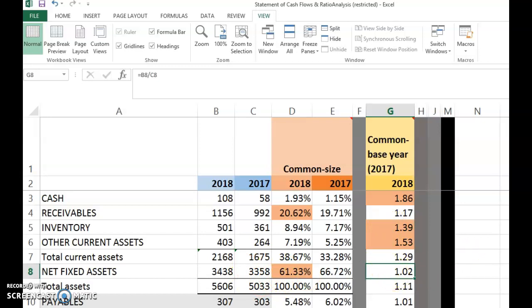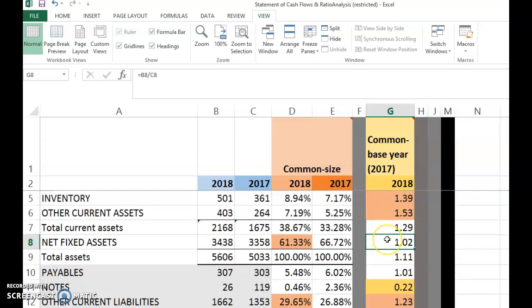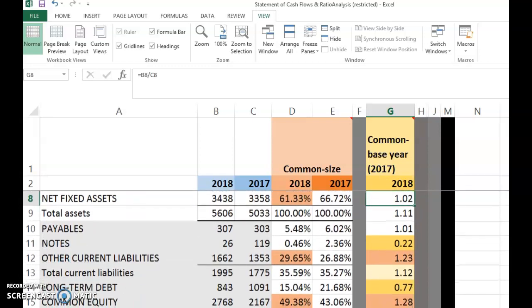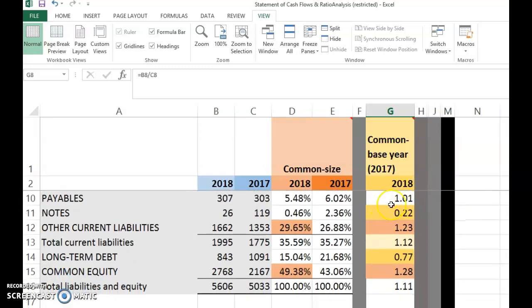So you can do the same for not only the assets portion, all the items in the asset portion, but you also do it for the liabilities and equity portion. So for example, let's take other current liabilities here. So how do you express this? How do you get 1.23? You take 1662 divided by 1353. You get 1.23. So 1.23 here means the other current liabilities in 2018 were 1.23 times the value of other current liabilities in 2017. So you do that for all the items. So you get this value.